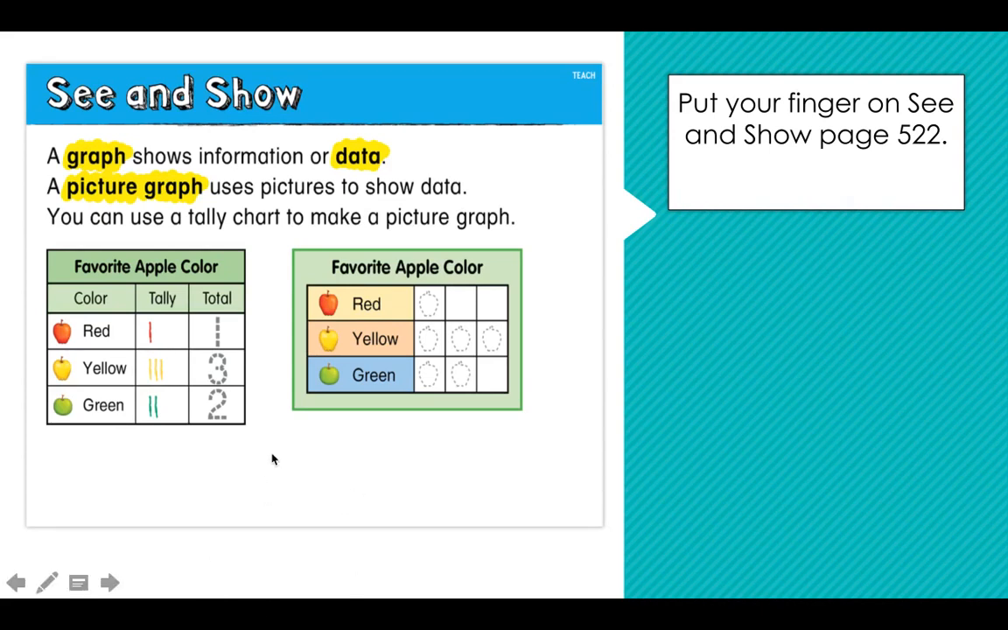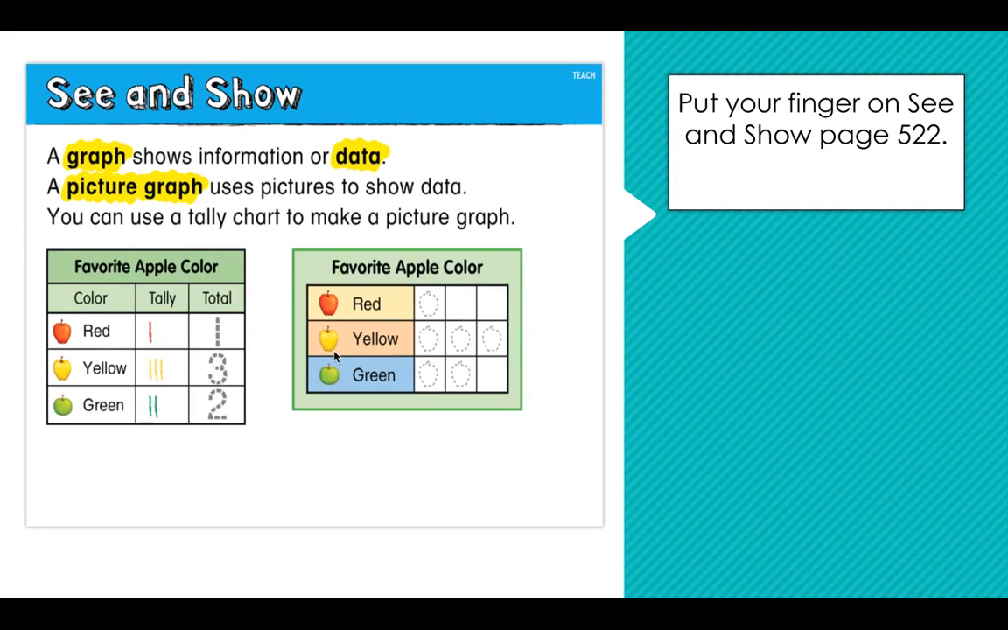Now we can use this information to make a picture graph that shows the same data. Our picture graph can have the same title, favorite apple color, and the same apple color choices on the first column, red apple, yellow apple, and green apple. Because there was a total of one person that said red apples are their favorite, I can draw one red apple. Go ahead and shade in that red apple now.